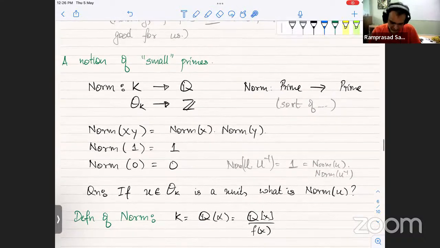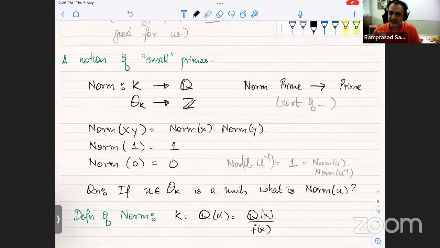Okay, good. So here is how the norm is actually defined. And I think this is a spoiler to one of the questions in problem set 3, but nevertheless, I'm going to tell you what it is.